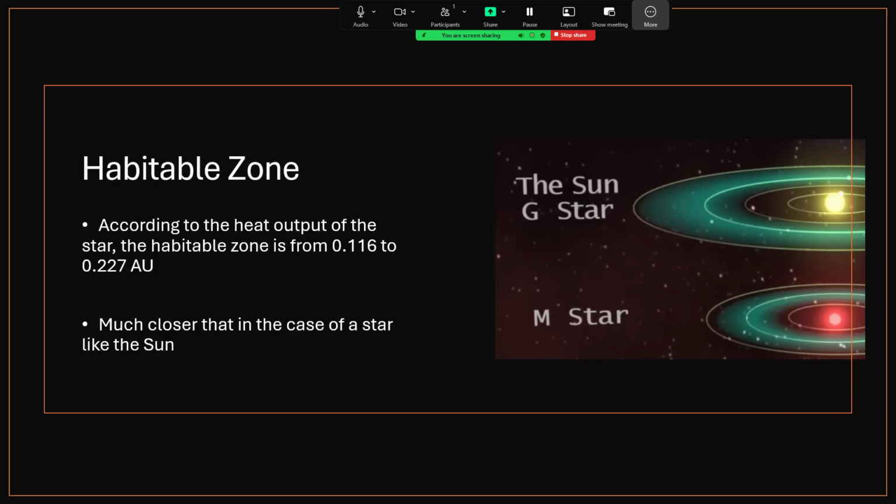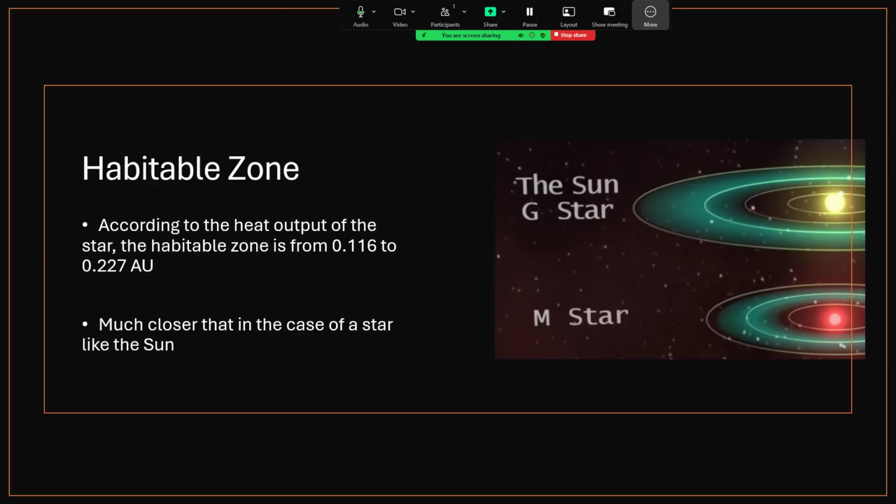Now, this is a cooler star, an M-class red dwarf, and as such, the region of interest, the habitable zone, is much closer to the star. In this case, calculations would put it from 0.116 to 0.227 astronomical units. If you ask me, that's being over precise, and 10% to 20 something percent would be a better way of saying that. But nevertheless, closer in order to get enough heat to reach a temperature where liquid water can exist.